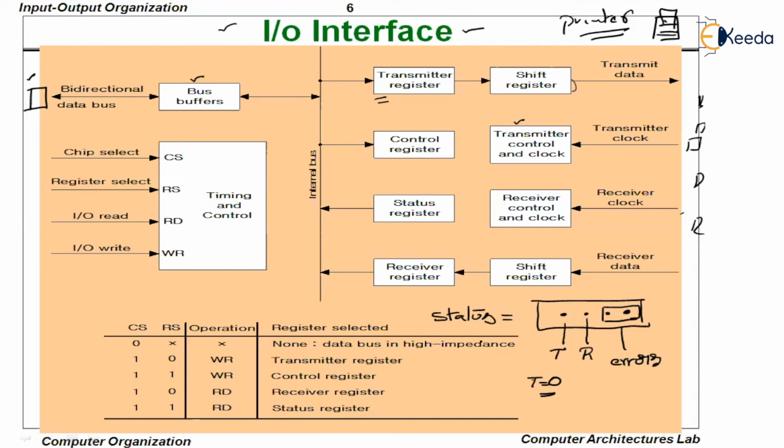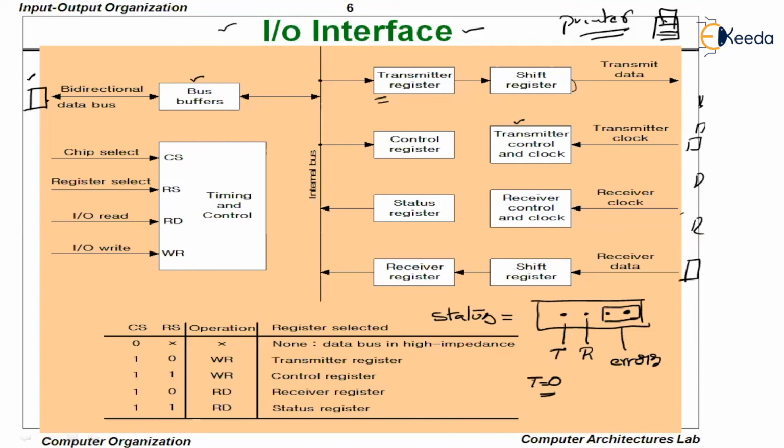Now for an example, when the keyboard wants to send the data, immediately the receiver control and clock is going to initiate the data transfer. The moment it is initiated, the data will be transferred from the keyboard to the shift register in a serial fashion. From the shift register to the receiver register, data will be transferred in parallel. From the receiver register to the bus buffer, and again from the bus buffer to the CPU, data will be transferred.